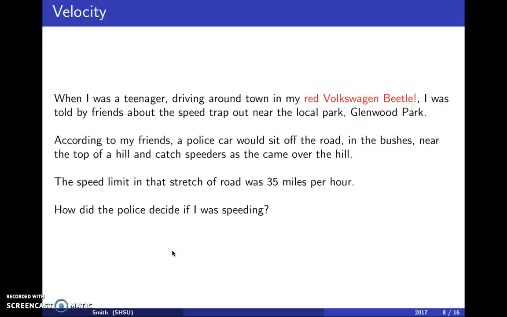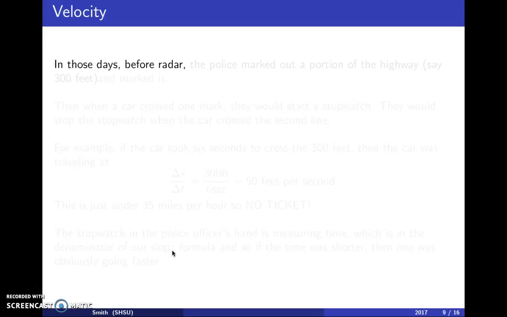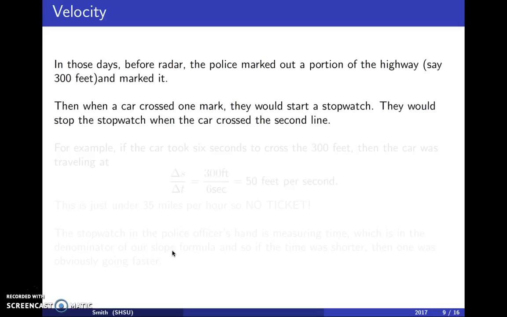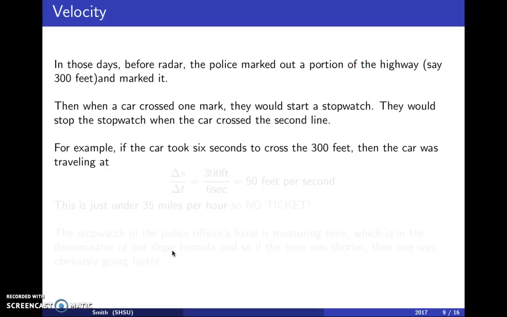Here's how. In those days before radar, the police marked out a portion of the highway, let's say 300 feet, and they marked it with possibly a painted line at both ends. Then when a car crossed one mark, the officer would start his stopwatch. And then he would stop the stopwatch when the car crossed the second line. For example, if the car took 6 seconds to cross the 300 feet, then that 6 seconds gave some information. Knowing that the distance traveled was 300 feet, we had the change in distance is 300 feet, the change in time is 6 seconds, so the ratio is 50 feet per second.